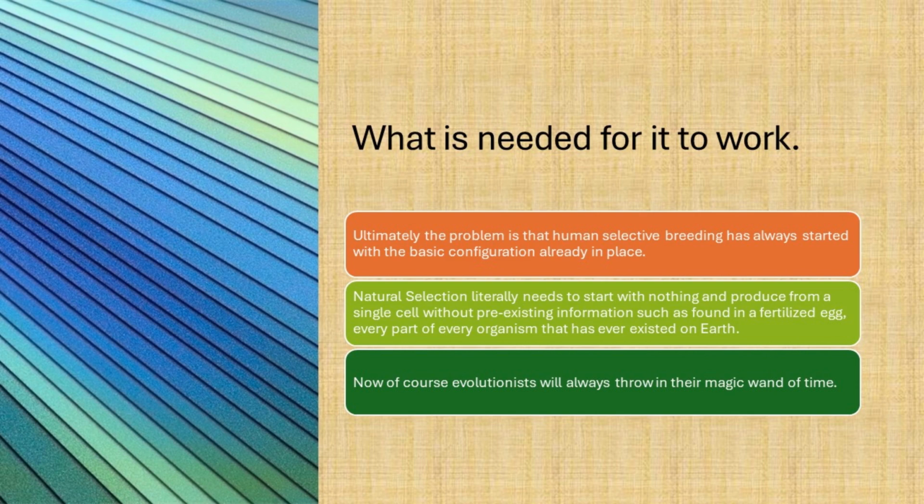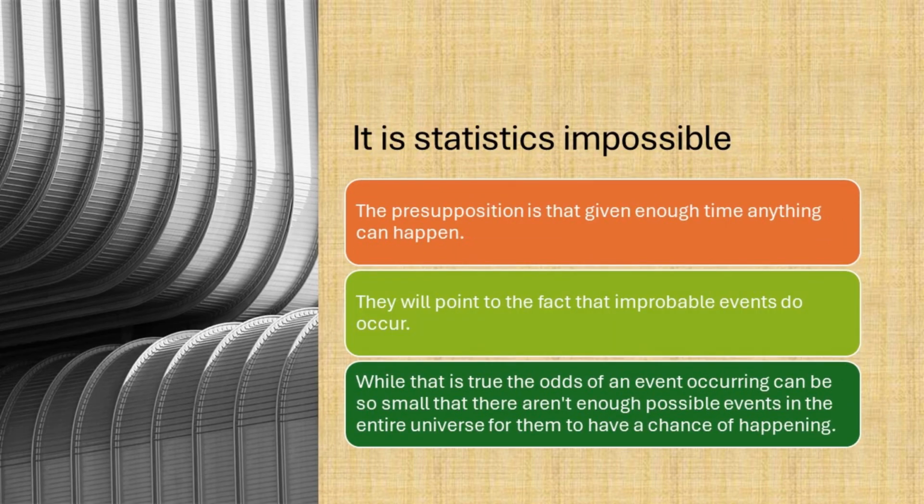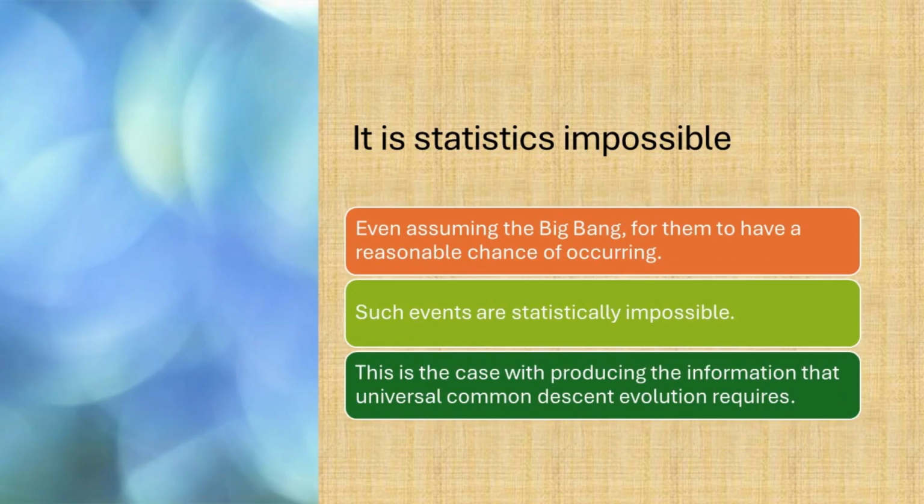Now, of course, evolutionists will always throw in their magic wand of time. The presupposition is that given enough time, anything can happen. They will point to the fact that improbable events do occur. While this is true, the odds of an event occurring can be so small that there aren't enough possible events in the entire universe for them to have a chance of happening. Even assuming the Big Bang, for them to have a reasonable chance of occurring, such events are still statistically impossible. This is the case with producing the information that universal common descent evolution requires.